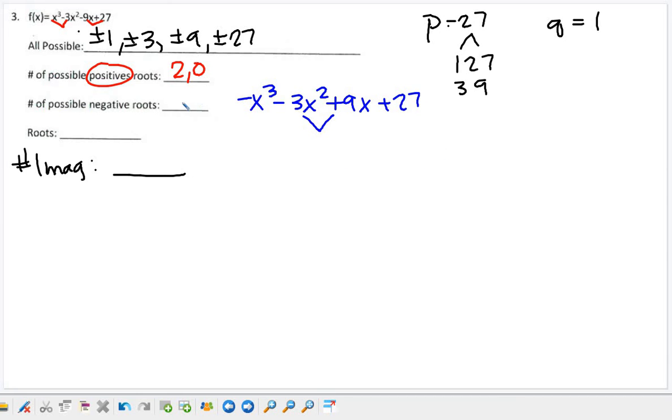So I have one sign change. Now this means that I know I have one negative. So I can have one negative and 2 positive, that gets me 3. Or I can have one negative and 0 positive, which means I'm going to have 2 imaginary. But I always can have the option of having 0, right? And then I can have 2 positives.